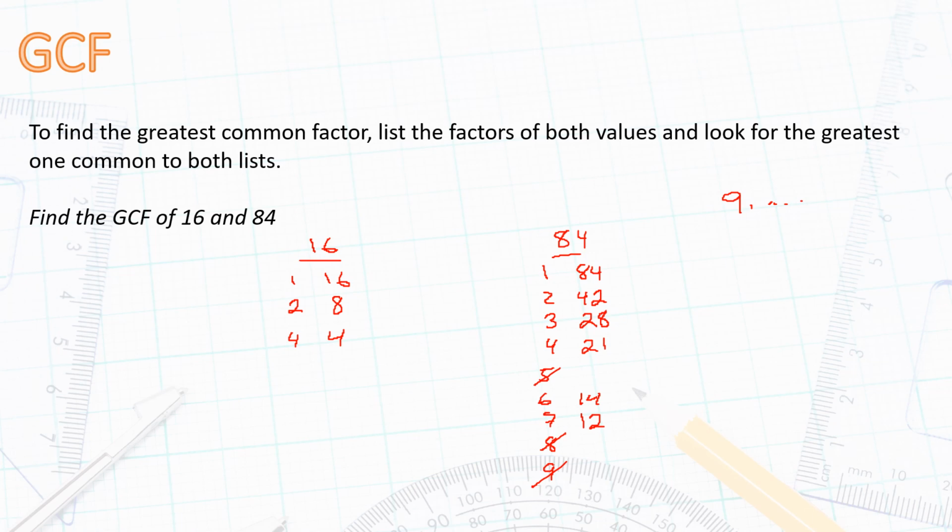And the greatest common factor, so it's not 16, it must be, oh wait, it's not 8, never mind. So it's not 8, 4 is common to both lists, and that looks like it must be our biggest one. So we would say the GCF of these two numbers is 4.